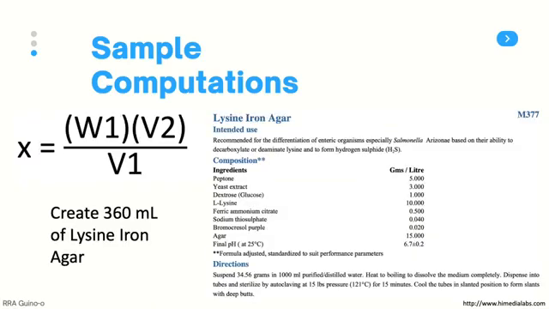We have another problem, this time for lysine iron agar. So we need to make 360 ml of LIA, and the manufacturer's instructions say to suspend 34.56 grams in 1000 ml of purified or distilled water. Try solving the problem. You can pause here and come back after you have solved it.